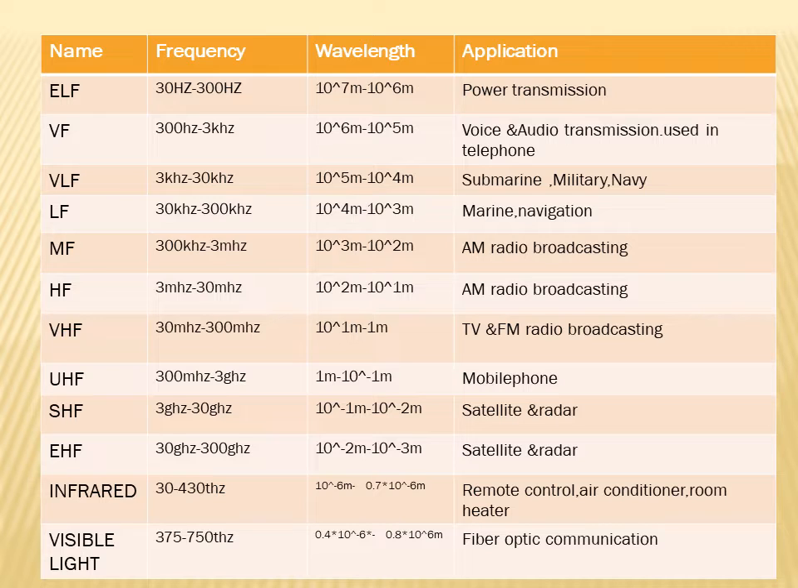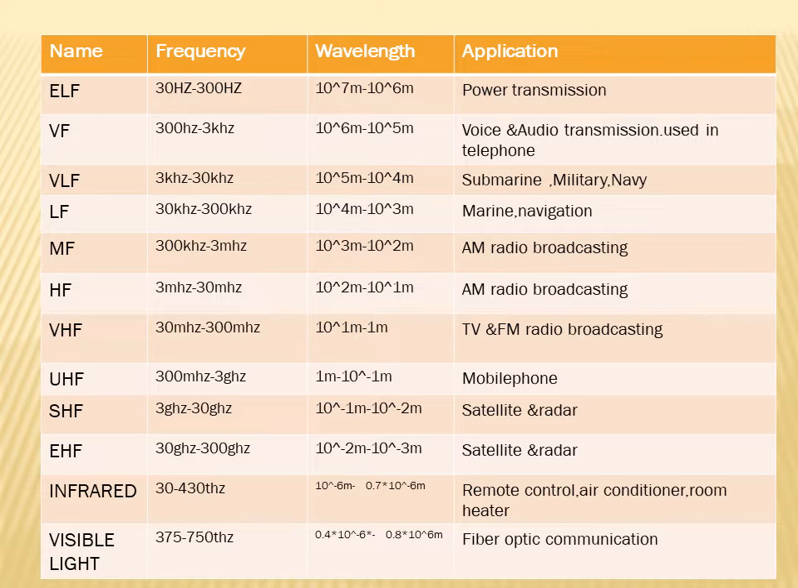Next one, it is the MF. MF, it is the medium frequency. Its frequency range is 300 kHz to 3 MHz. Its wavelength is 10^3 meter to 10^2 meter, and its applications are AM radio broadcasting.